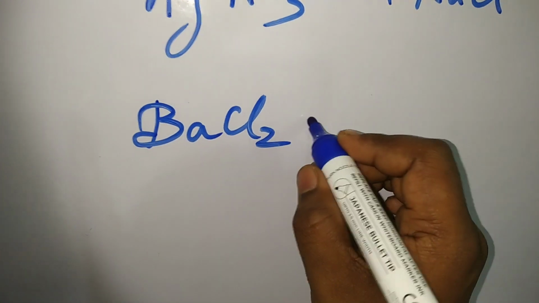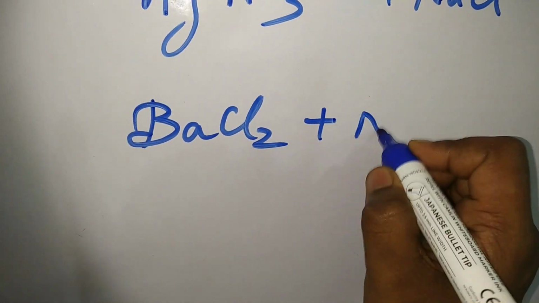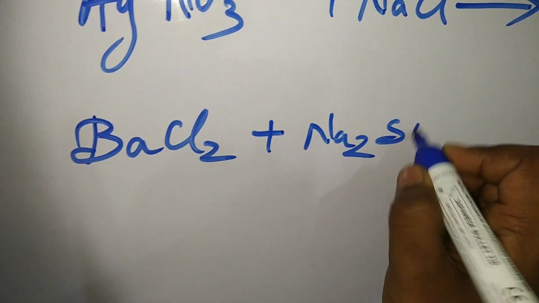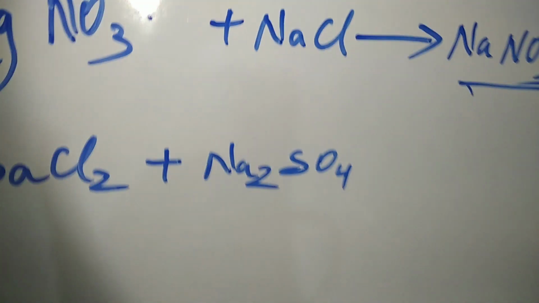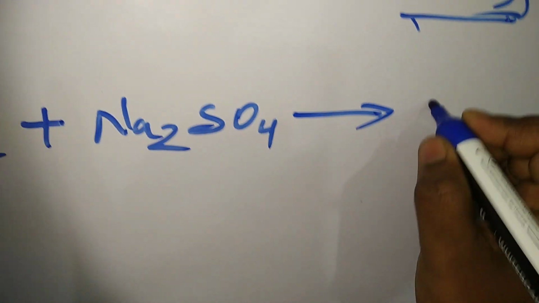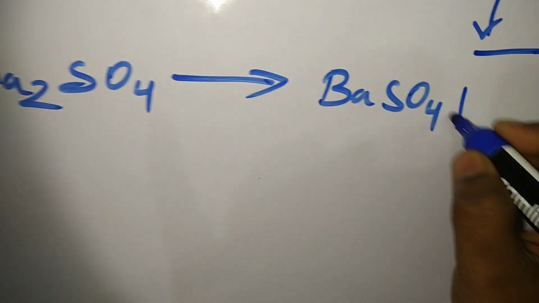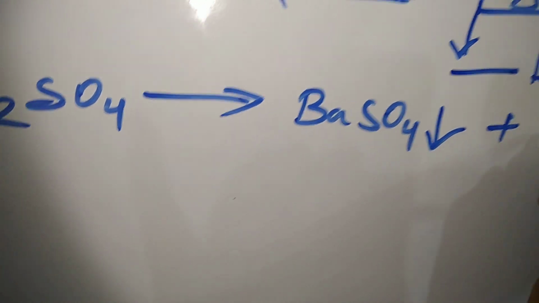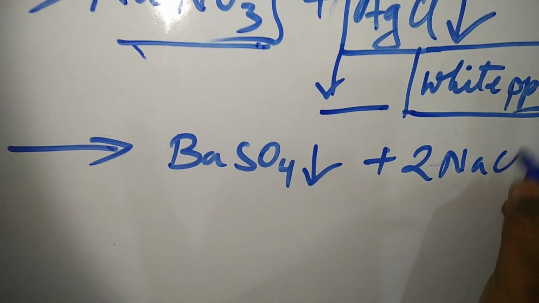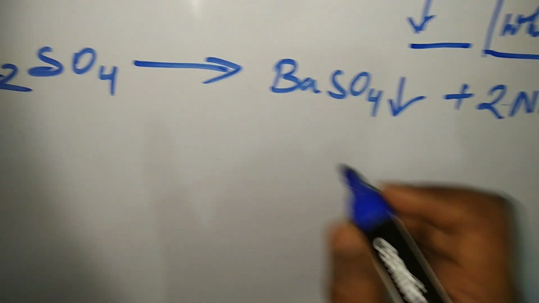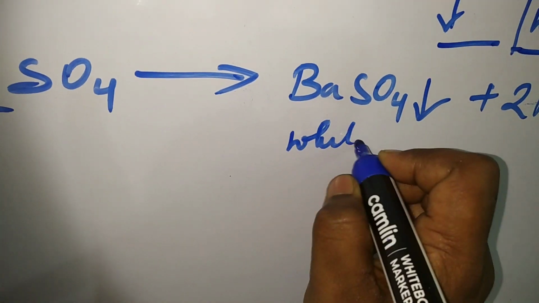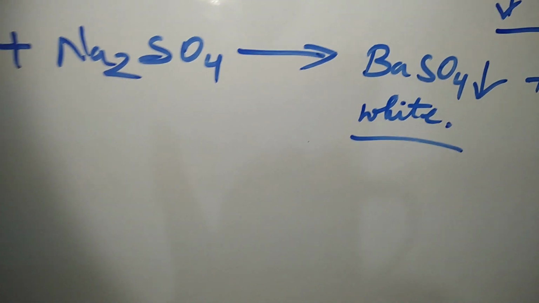Barium chloride, when it reacts with sodium sulfate, forms barium sulfate precipitate and sodium chloride. It is also white in color.